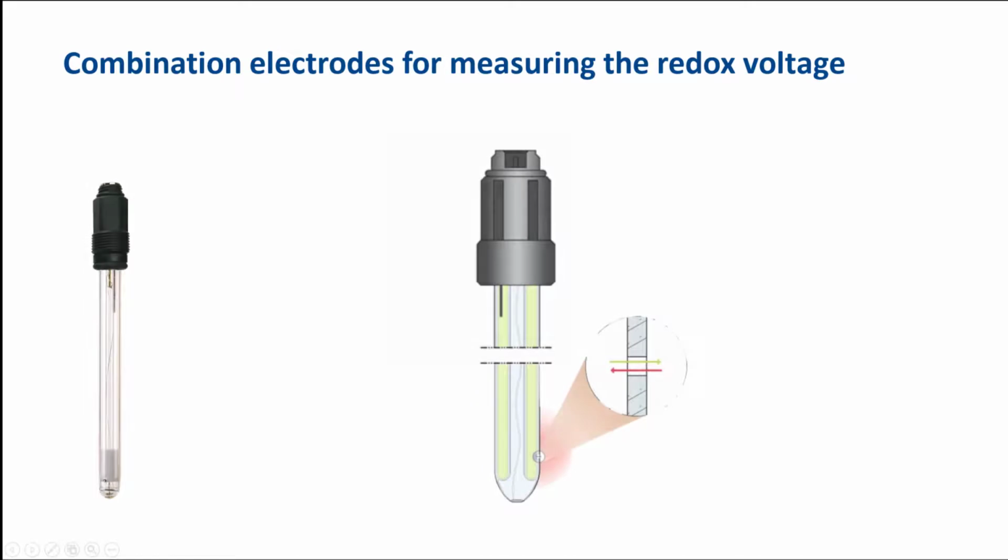Combination electrodes are used to measure the redox voltage. The electrodes contain the measuring system, which consists of a metal cap made of platinum or gold. The measuring signal is conducted via the internal conduction system to the plug contacts. Furthermore, the reference system creates a reference potential independent of the redox voltage. The reference system is opened via the diaphragm, and in it there is a reference electrolyte of potassium chloride. The reference potential reaches the connector via the reference conduction system.